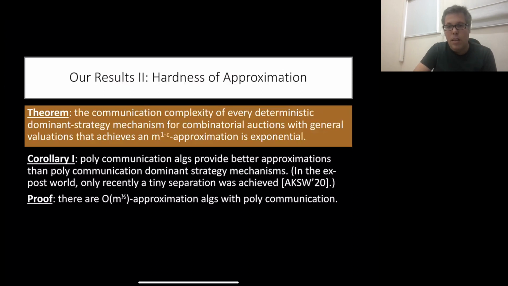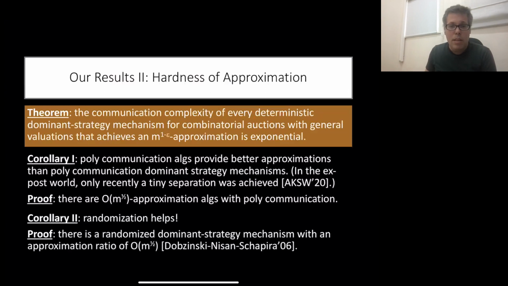Note that in the ex post world, only recently a tiny separation was achieved. For 2 players with XOS valuations, we know that we cannot do better than 4/3 plus 1/108 approximation, whereas you can do 4/3 with polynomial communication. That required quite a lot of work, using the taxation framework. Here we get this much more easily.